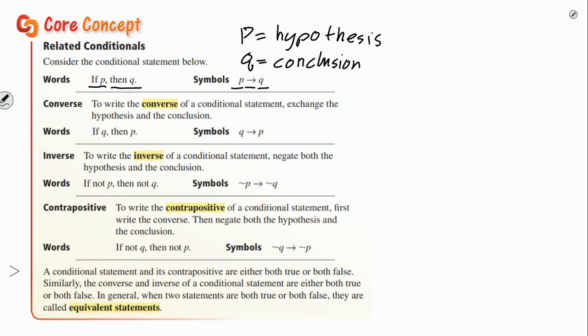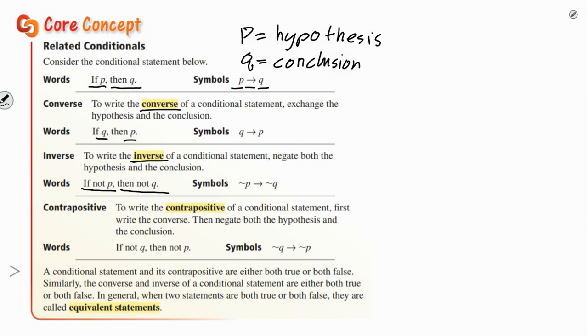Then we talked about other ways we could write the statements. One way is the converse, where you switch your conclusion and your hypothesis. So instead of saying if the hypothesis, then the conclusion, we rewrite it as if the conclusion, then the hypothesis. The inverse is when you negate both your hypothesis and your conclusion: if not the hypothesis, then not the conclusion.